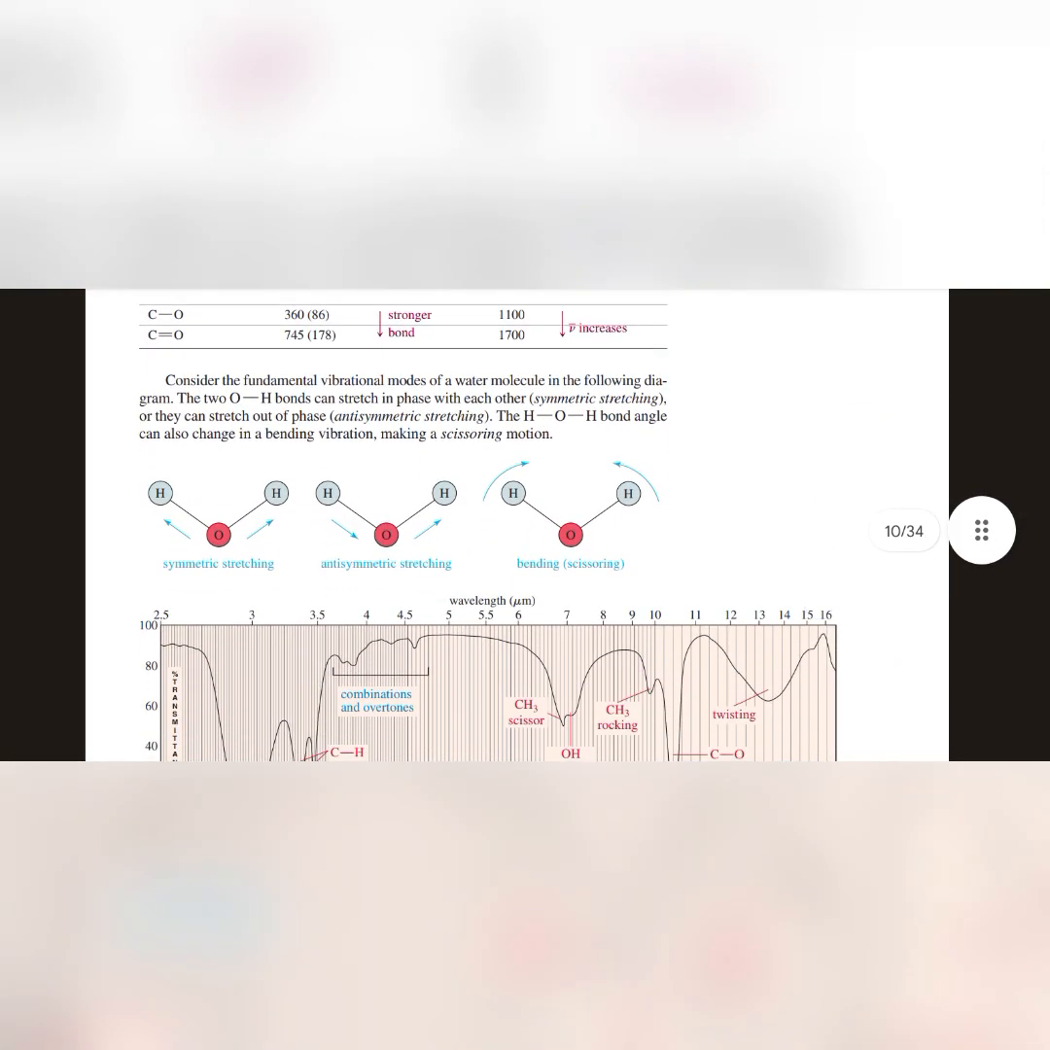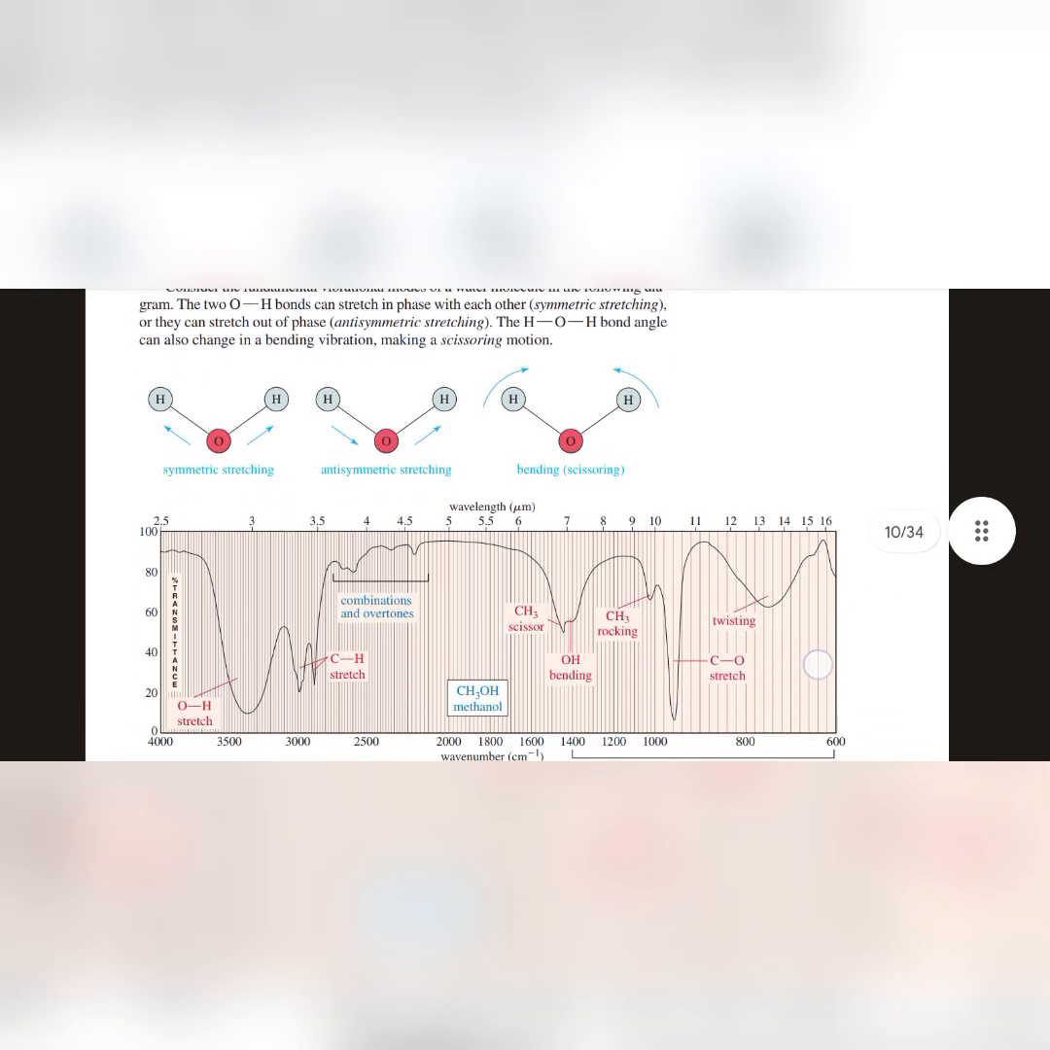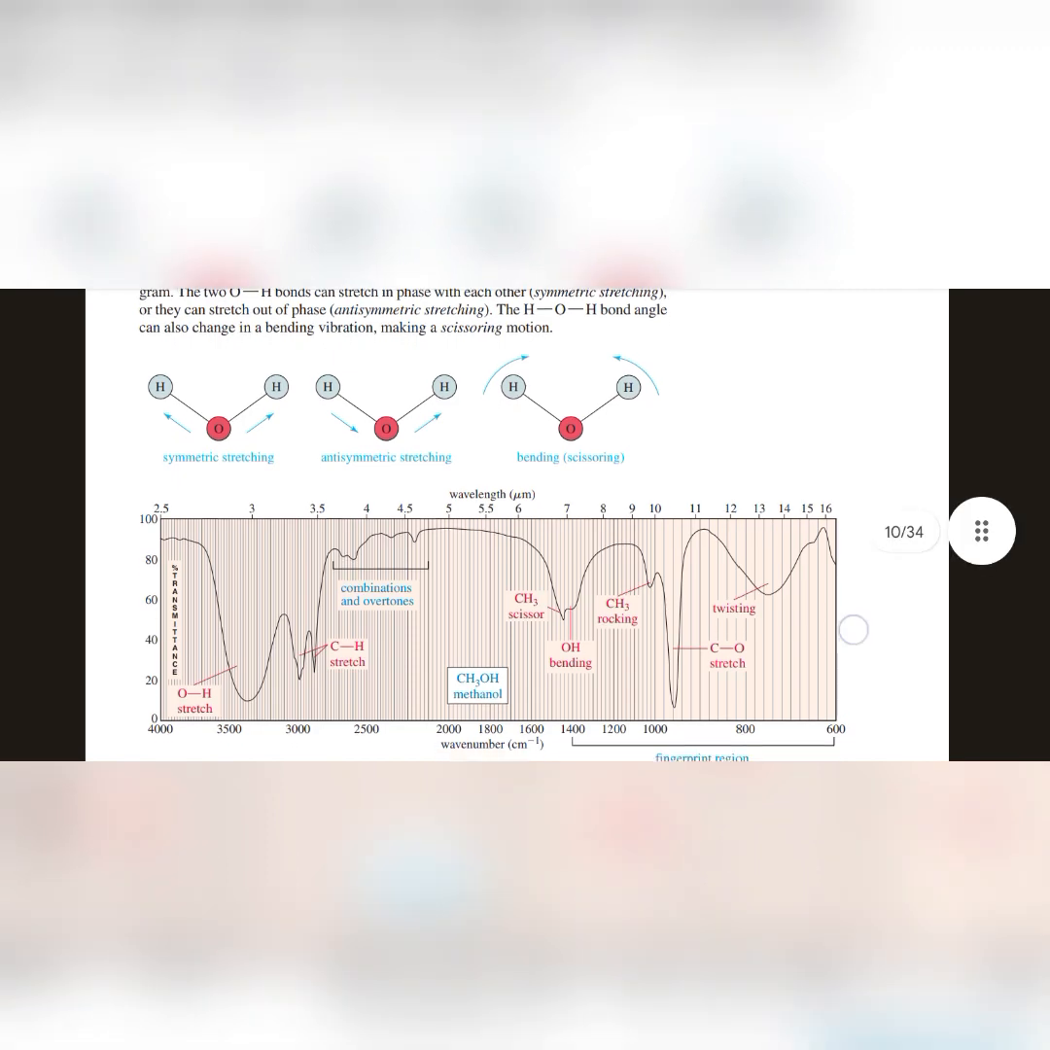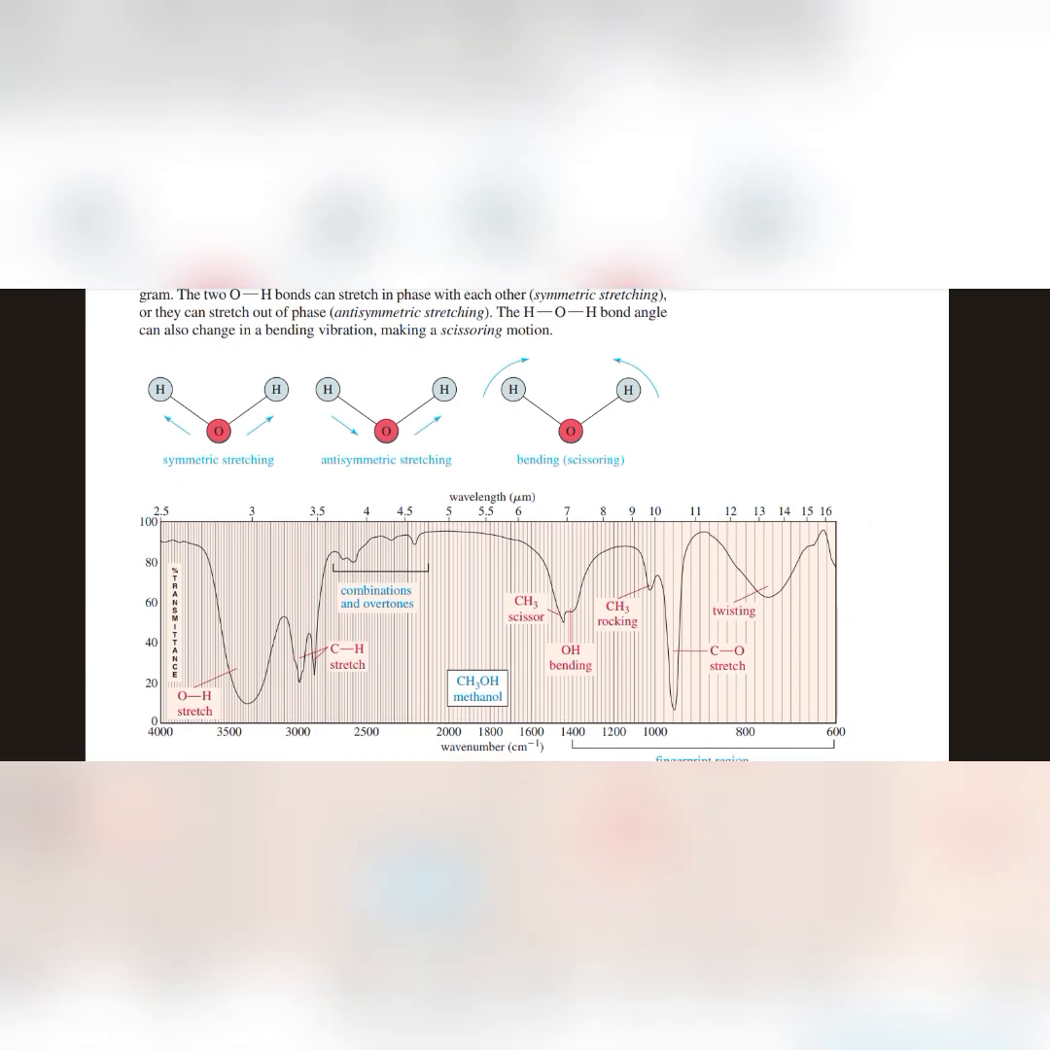Consider the fundamental vibration modes of the water molecule in the following diagram. The two oxygen-hydrogen bonds can stretch in phase with each other, symmetric stretching, or they can stretch out of phase, anti-symmetric stretching. The HOH bond angle can also change in a bending vibration, making a scissoring motion. Stretching, symmetric stretching, anti-symmetric stretching, bending, scissoring.